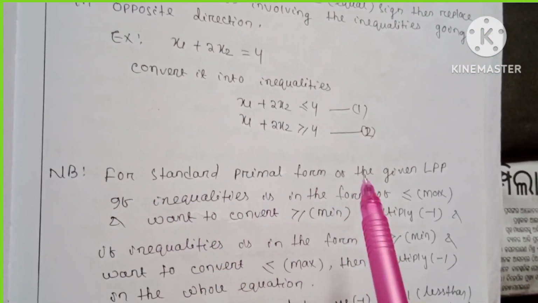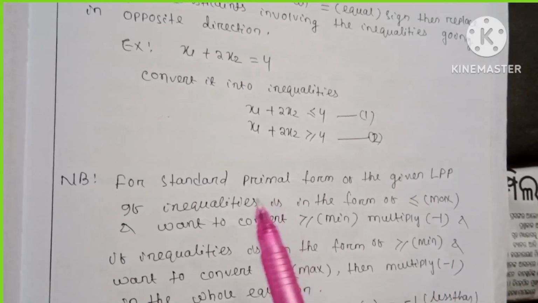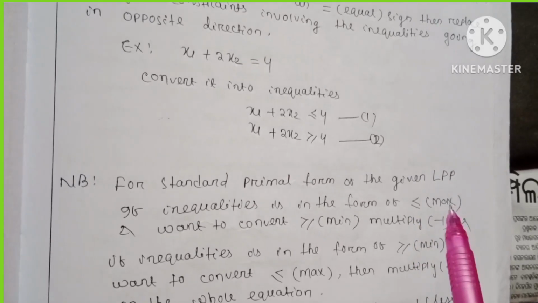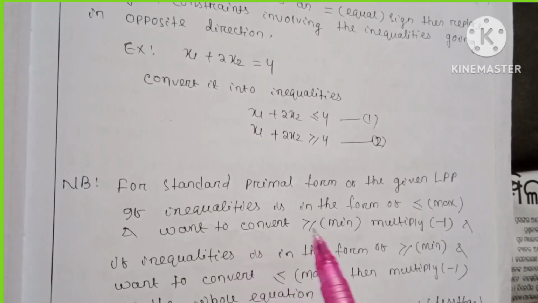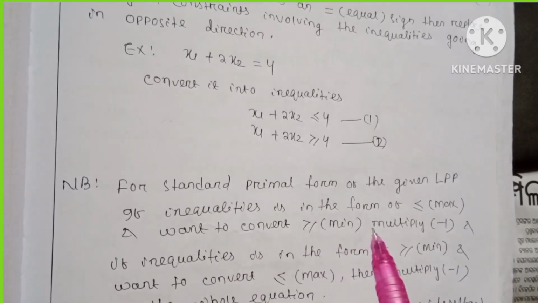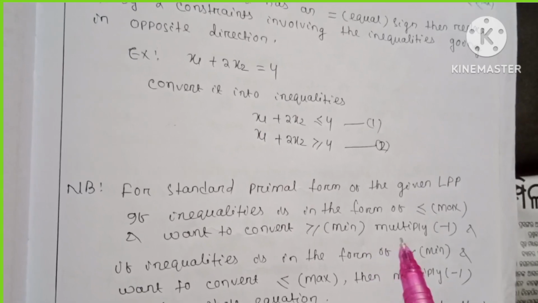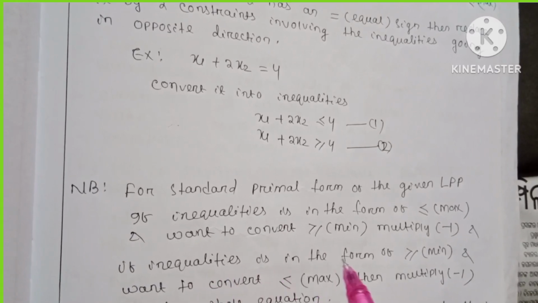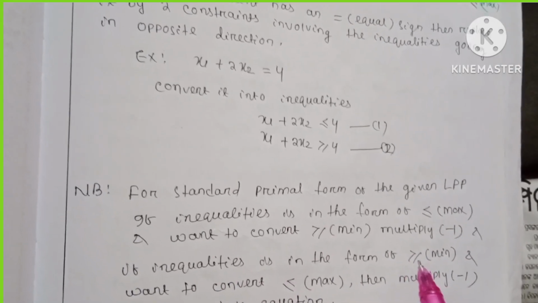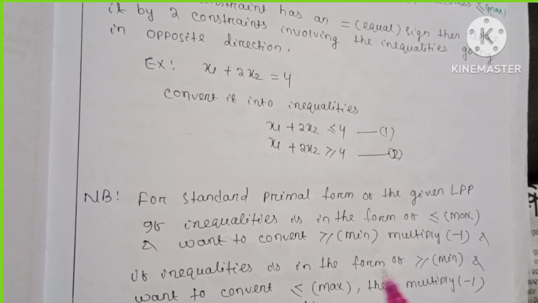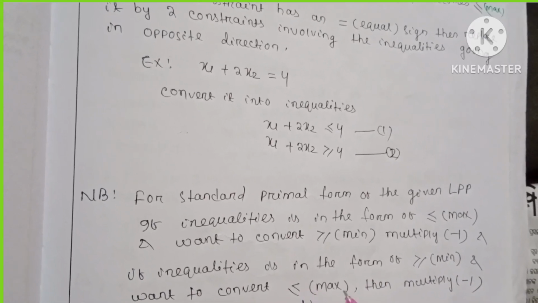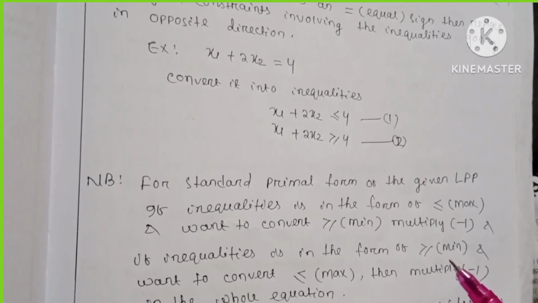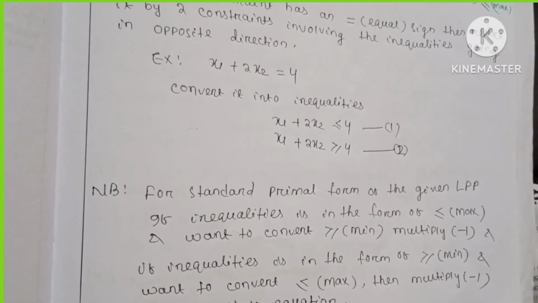So, for the standard primal form of the given LPP, if an inequality is of the less than or equal form, that is in the maximization problem, and we want to convert it to a greater than or equal sign as in a minimization problem, then just multiply by minus 1. And similarly, if an inequality is of the greater than or equal form in the minimization problem, and we want to convert it to a less than or equal sign in the maximization format, then just multiply by minus 1 in the whole equation.